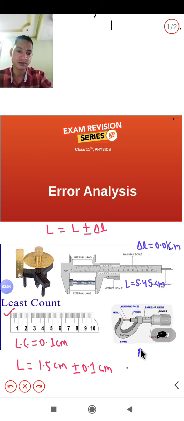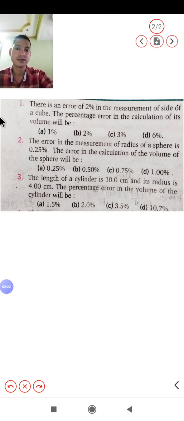Now if we measure the length with the help of a screw gauge, error will be 0.001 centimeter. These are the possible errors. Now this is very important information, because I'm going to solve a numerical in which we'll use this information. So let's begin and move on. Let me begin with the first one.